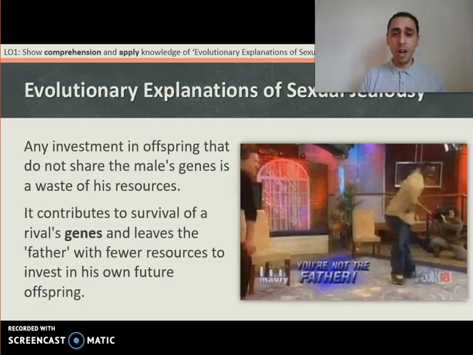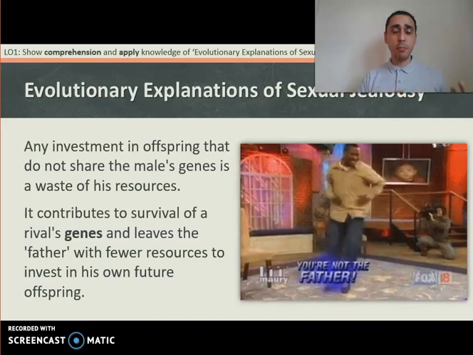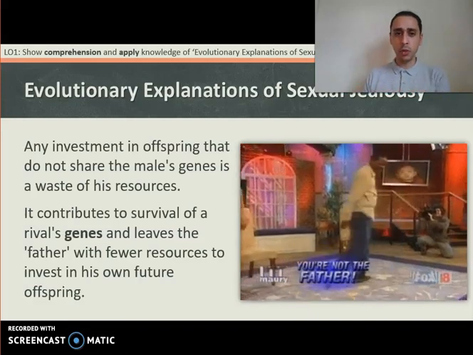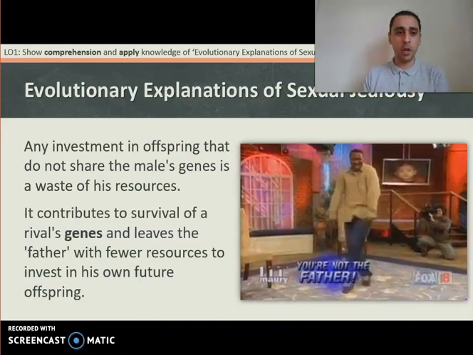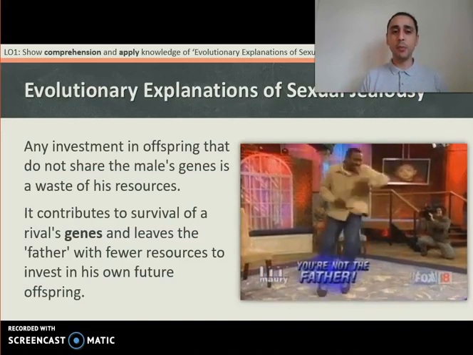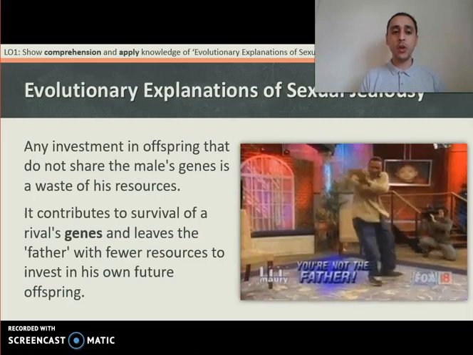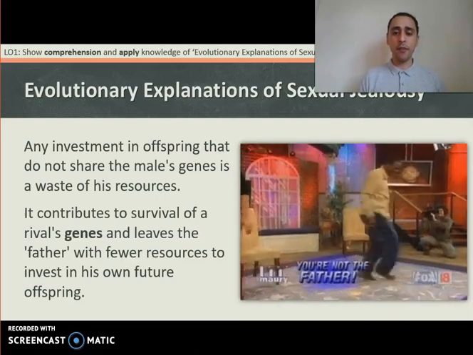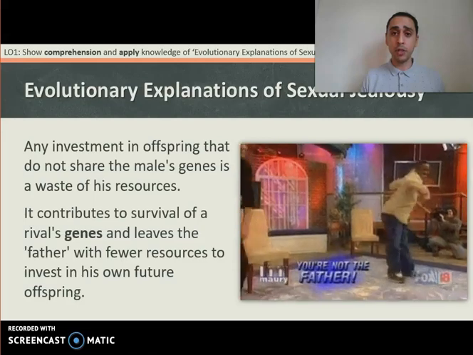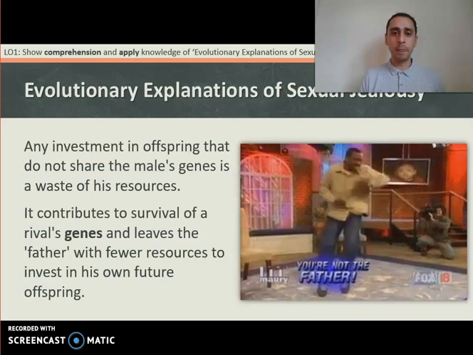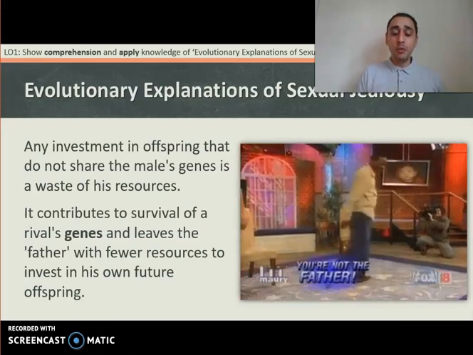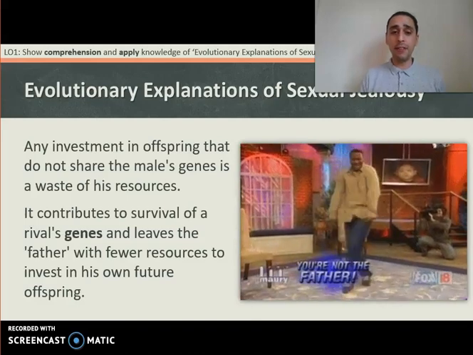I can't provide food or shelter or protection for somebody else's kids. That's a waste of my resources. I need to focus my intentions on my resources, on my children, on my genes that are being passed on. It contributes to the survival of a rival's genes and leaves the father with fewer resources to invest in his own future offspring. So this is how we understand it from an evolutionary perspective. Of course, nowadays some people might be perfectly happy to take care of children that aren't theirs. Of course, because we're not animals now. Or one might argue that in some cases. But from an evolutionary perspective, you wouldn't take care of somebody else's children because it wouldn't benefit you.